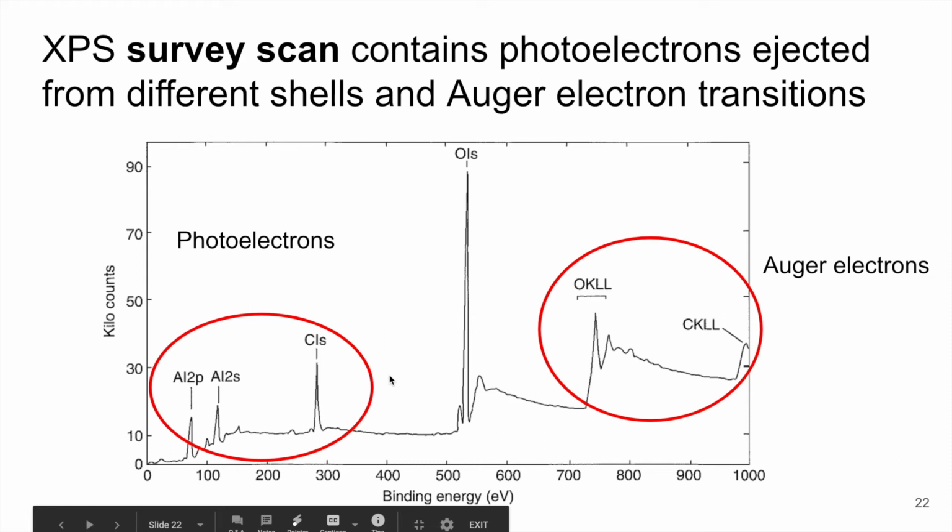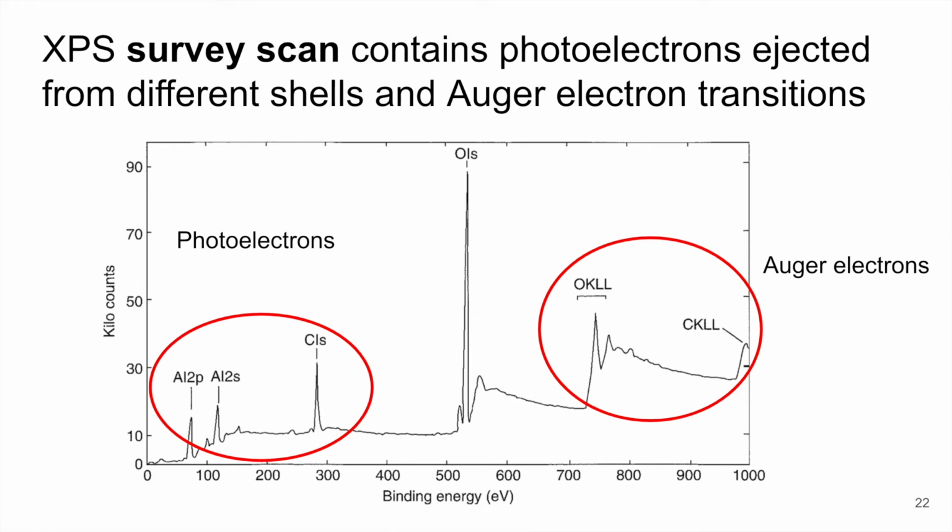But one thing that kind of complicates matters in XPS is that we can also have Auger electrons. Even though we call it X-ray photoelectron spectroscopy, there's nothing precluding Auger electrons from occurring. So when you see the oxygen KLL, or 3 letters there, that's tied to an Auger electron for oxygen, or in this case carbon. So that can kind of complicate matters for XPS.